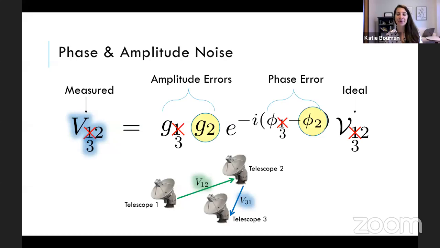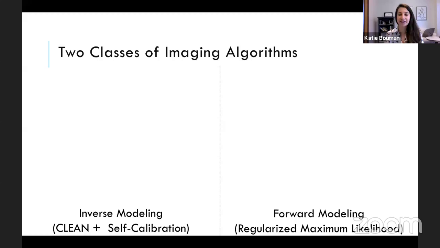So because we have more measurements than we have sites, we can try to solve for this corruption. And so essentially, we're solving a constrained phase retrieval problem. Also, at the same time, a kind of amplitude retrieval, but the phase retrieval is the more challenging part. And so to do this, we developed two different classes of imaging algorithms to tackle the problem.